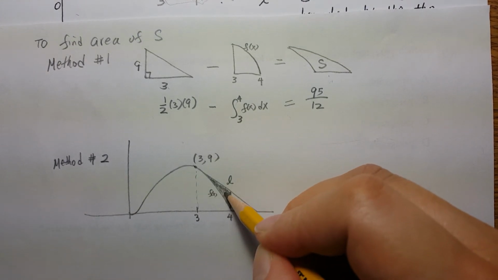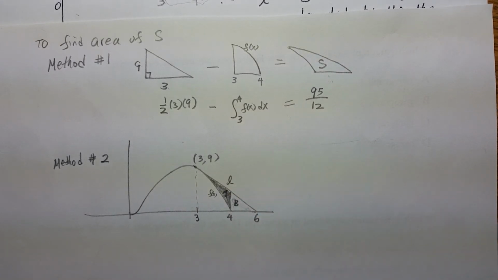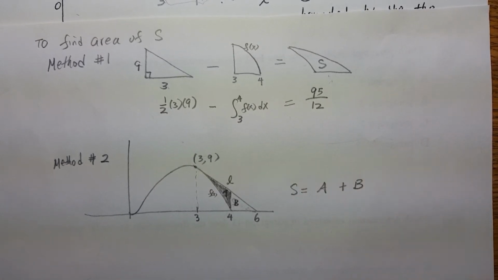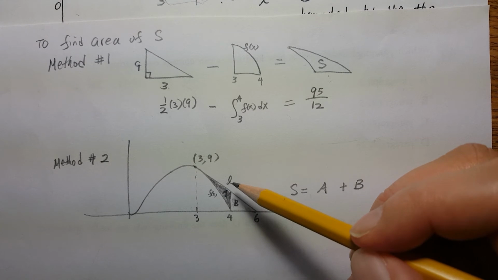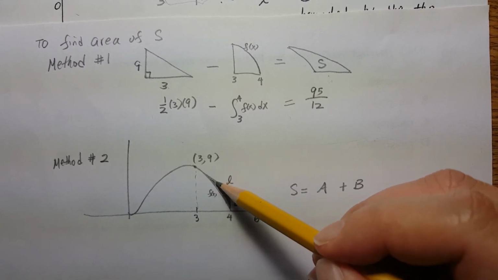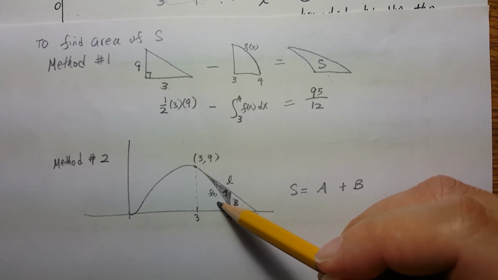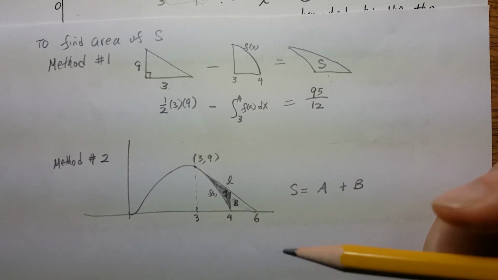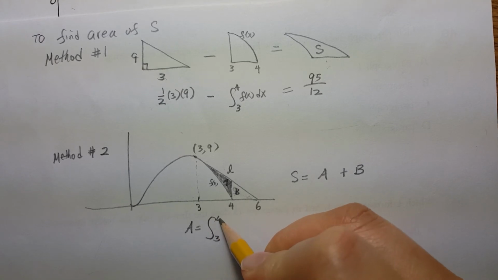So the dark one over here, let's call it A. And the white one over here, let's call it B. So S becomes A plus B. Now, for A, it's bounded by two functions. The above is by L and below by the f of x from 3 to 4. So A equals integral 3 to 4.